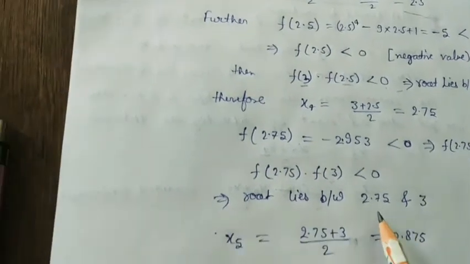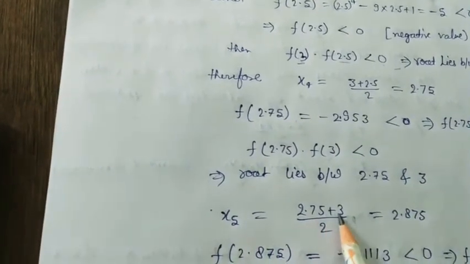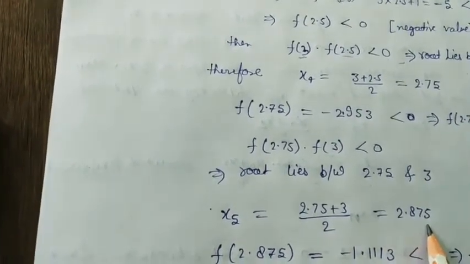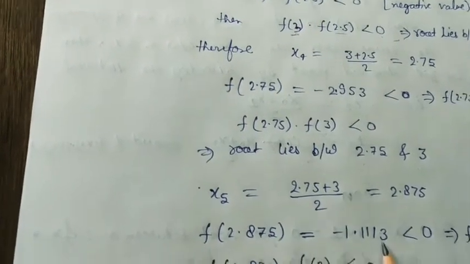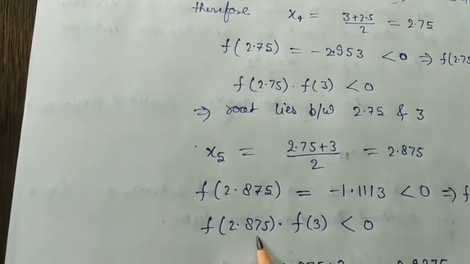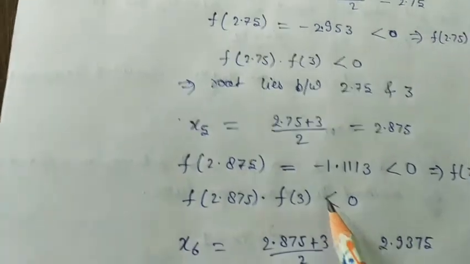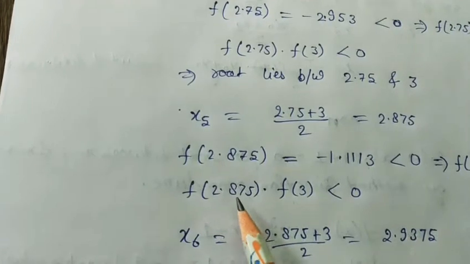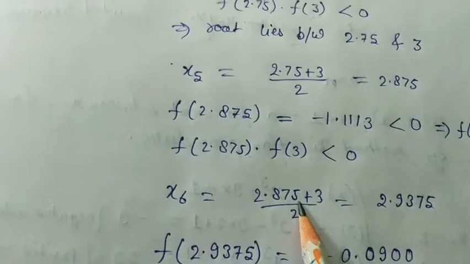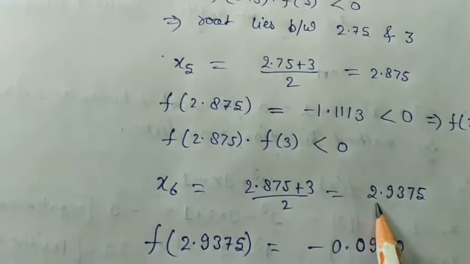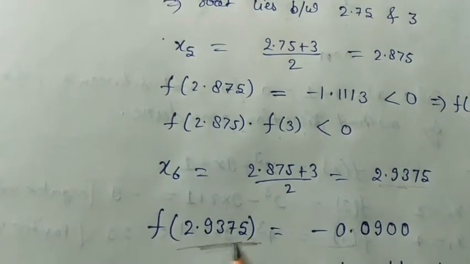So the root lies between 2.75 and 3. And now we find x5 equal to (2.75 + 3)/2, we will get 2.875, and now find the value of f(x) at 2.875 which is negative, and you know that f(3) is positive, and f(2.875) is negative and its product is negative, so the root lies between 2.875 and 3. Bisecting the above interval, we will get x6 equal to 2.9375.